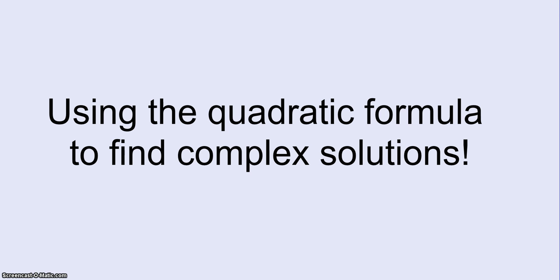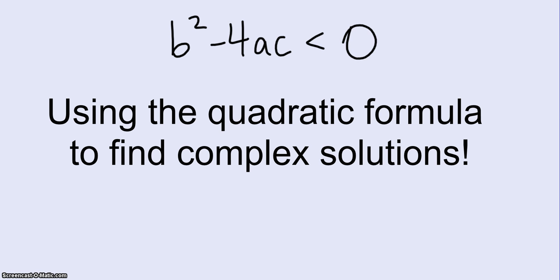So we're going to use the quadratic formula to find complex solutions. These solutions happen whenever you have a negative discriminant. Remember, your discriminant is b squared minus 4ac. If I get a number that is less than 0 or negative, I'm going to end up with two complex or imaginary solutions.